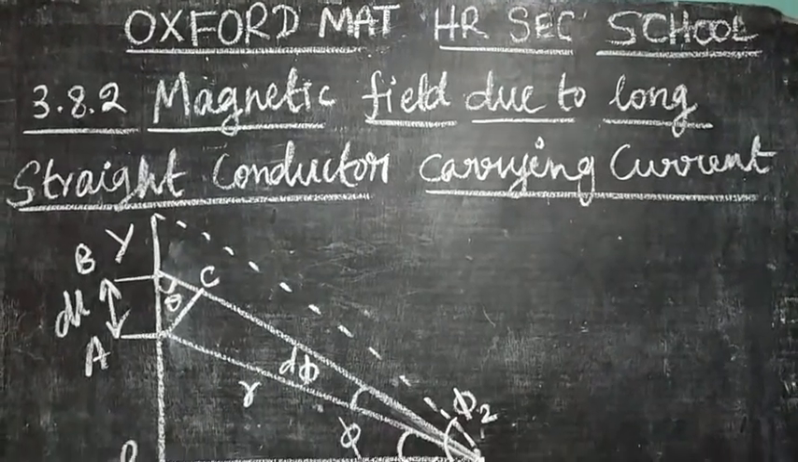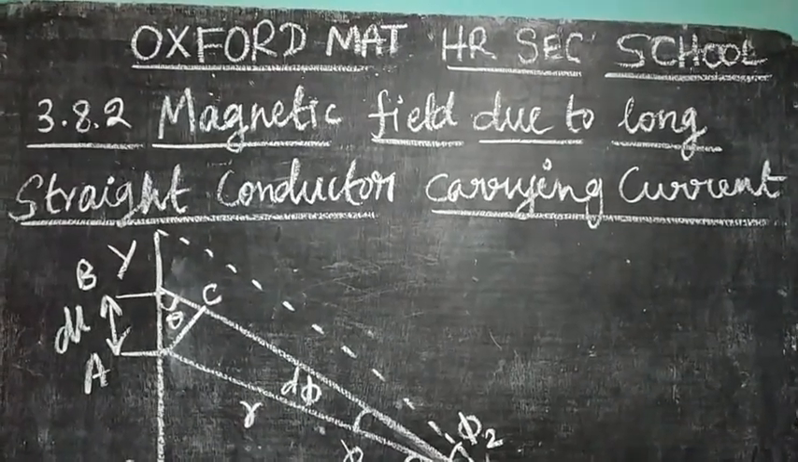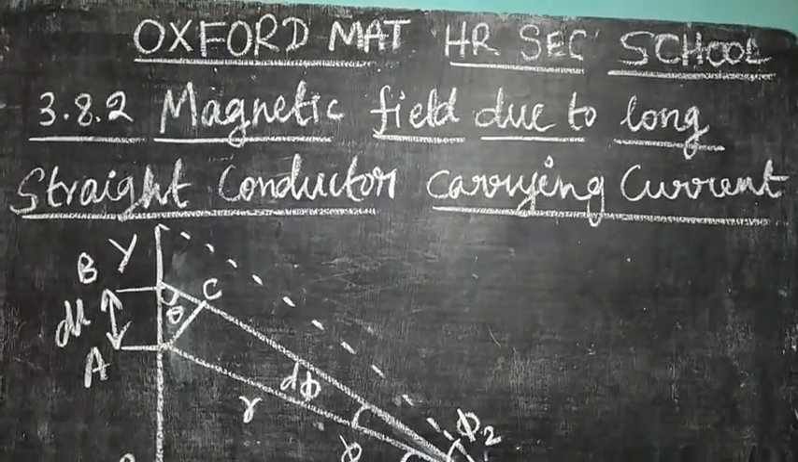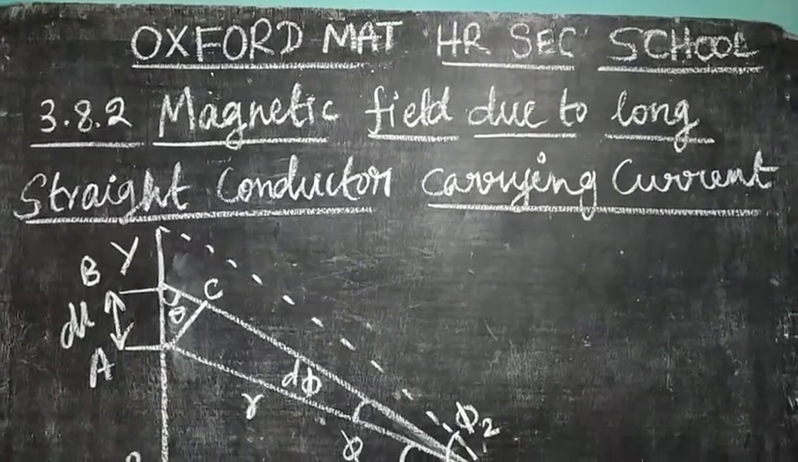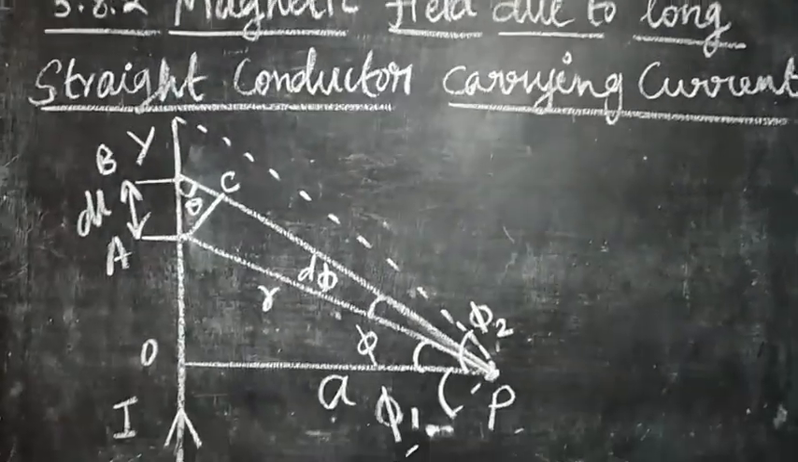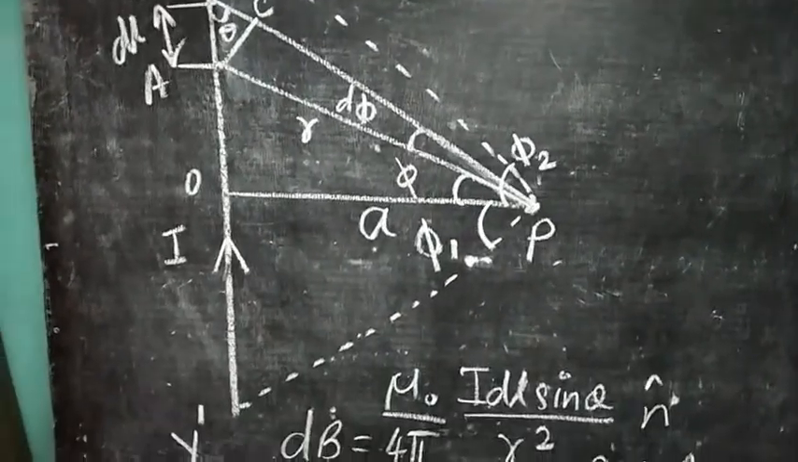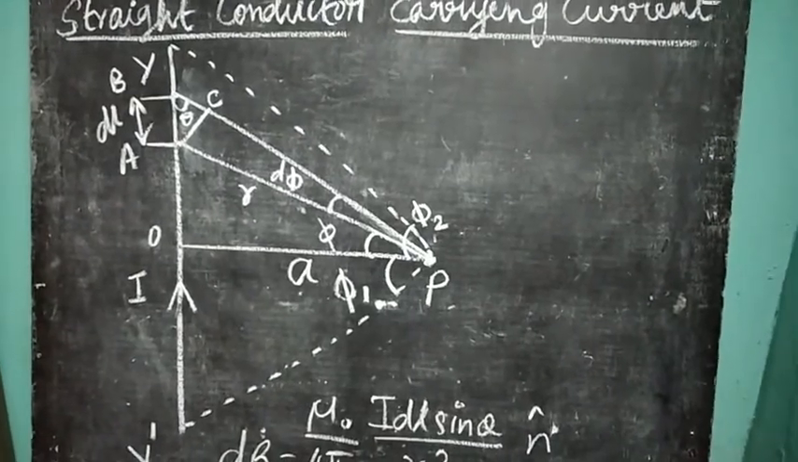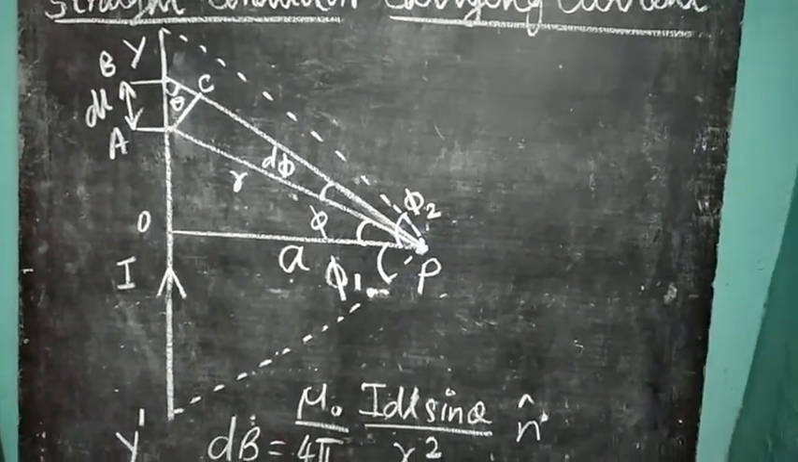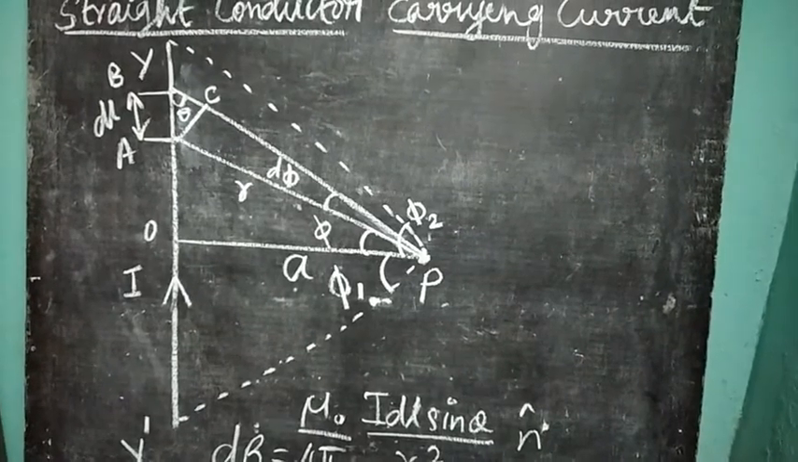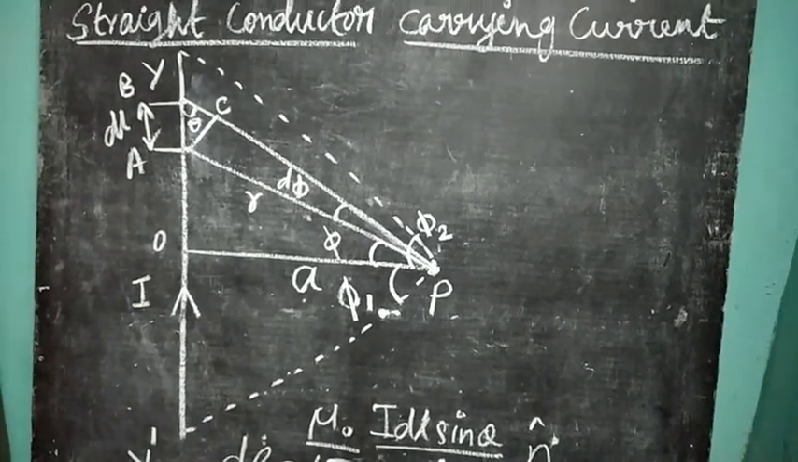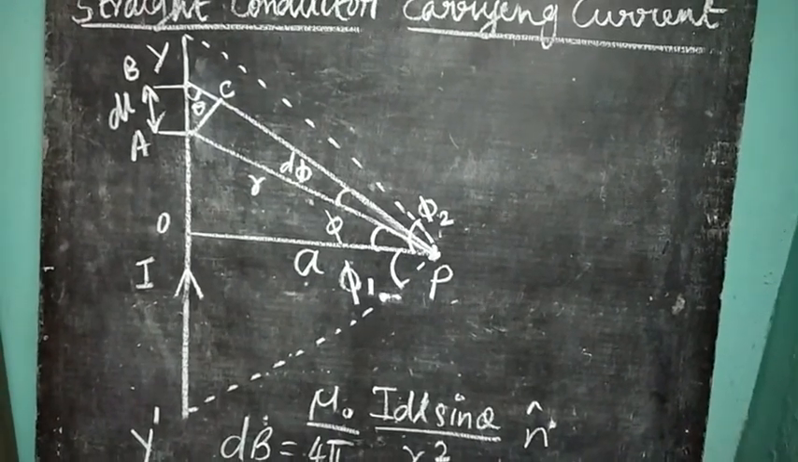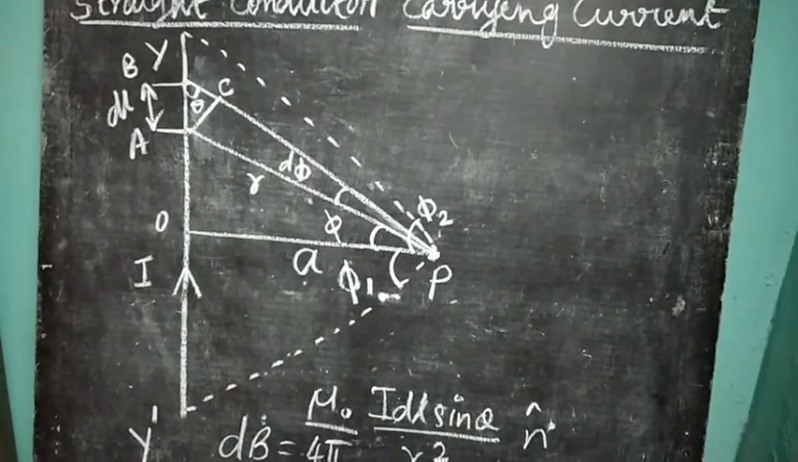Now I am going to teach 12th standard physics content number 3.8.2, magnetic field due to a long straight conductor carrying current. From the diagram, Y prime, that is Y dash, is a long straight conductor. I, a steady current, is flowing through the conductor.